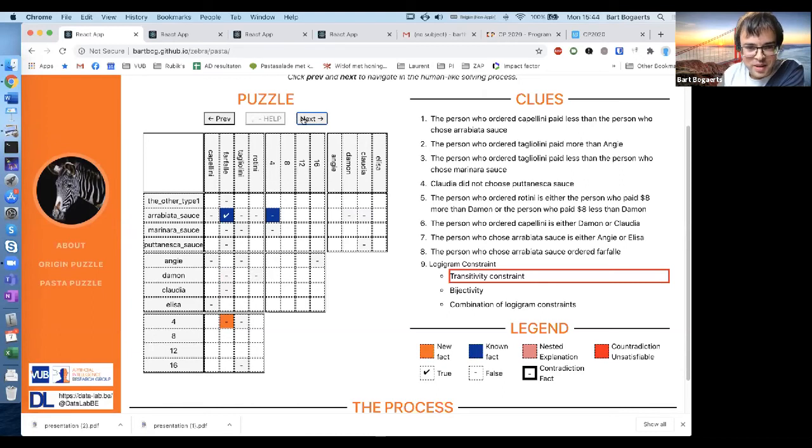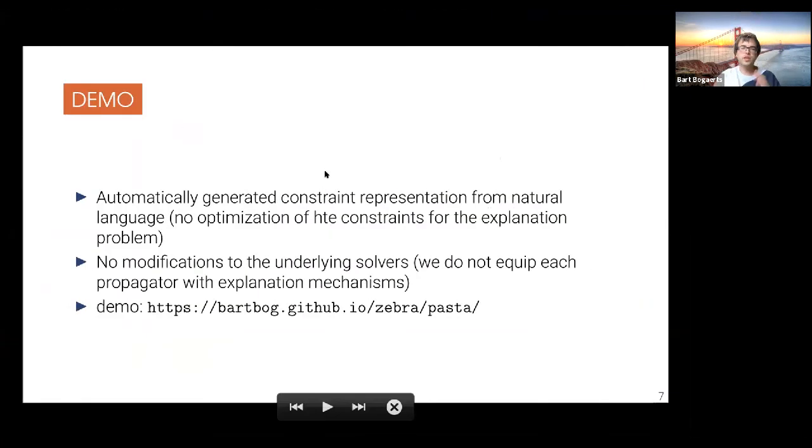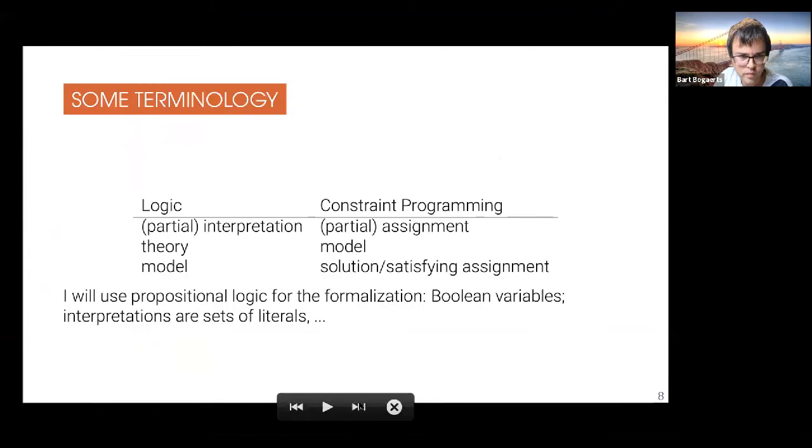So he was happy afterwards. So you can try to solve it yourself, and if you're stuck, you can always ask our Zebra to help you with it. So that's the general idea, and you'll see that there are more complex explanation steps coming later.